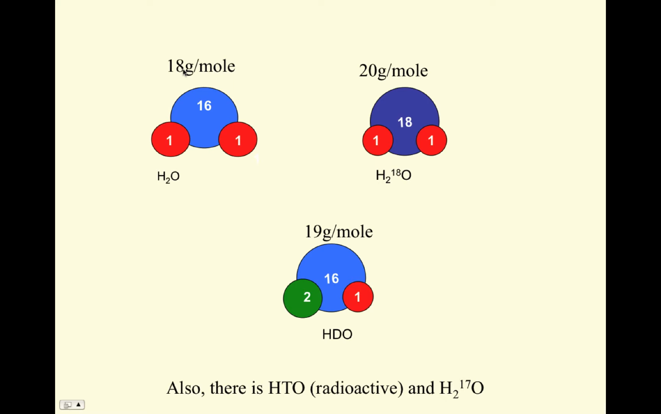Here's normal water, 18 grams per mole with a 16 plus 2 ones. Here's H2O18 with 18 plus 2 ones, making it 20 grams per mole, a little heavier. And then here's HDO, where one of the hydrogens actually weighs 2 grams per mole because it has an extra neutron. And this molecule we call deuterium, which is also measured in the ice cores and used to infer temperature.